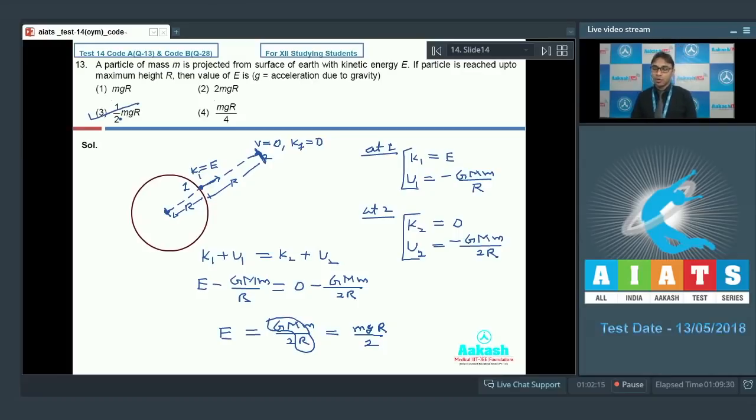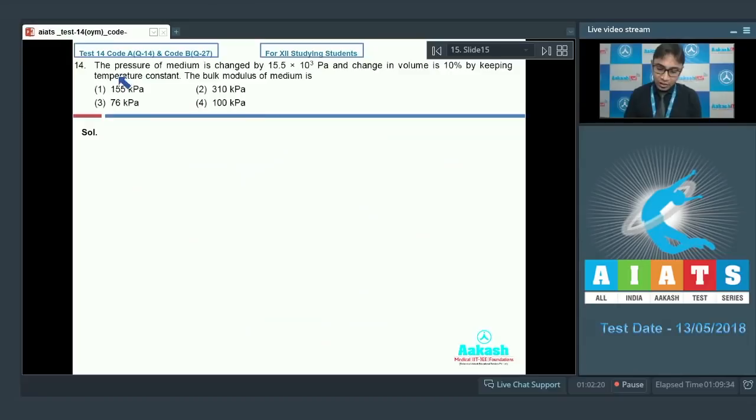Now let's move to question number 14. In question number 14 it says that the pressure of a medium is changed by 15.5 into 10 to the power 3 Pascal and change in volume is 10%. By keeping temperature constant, the bulk modulus of medium is.